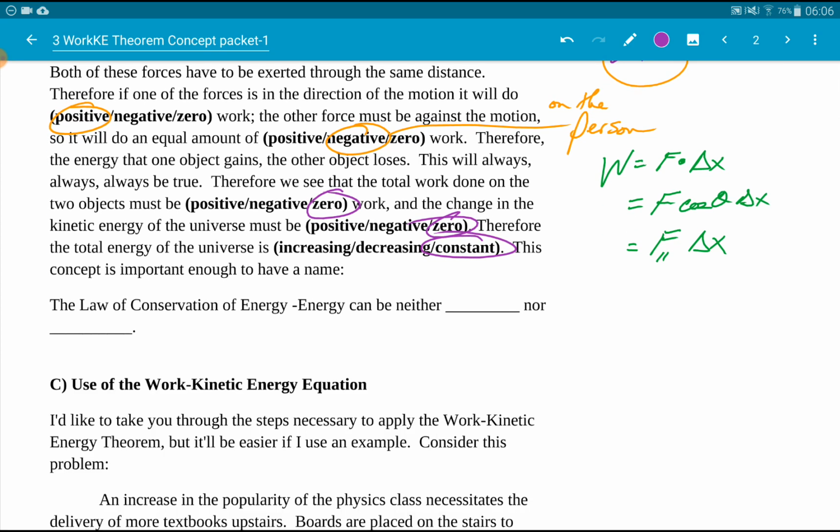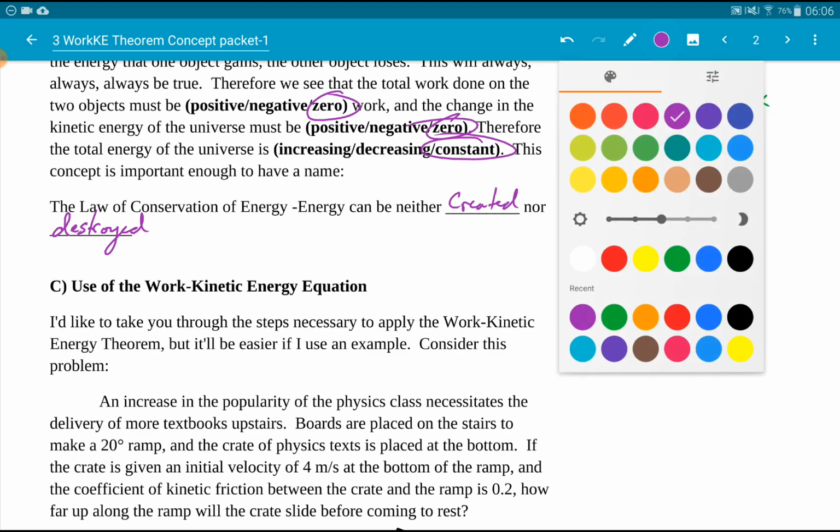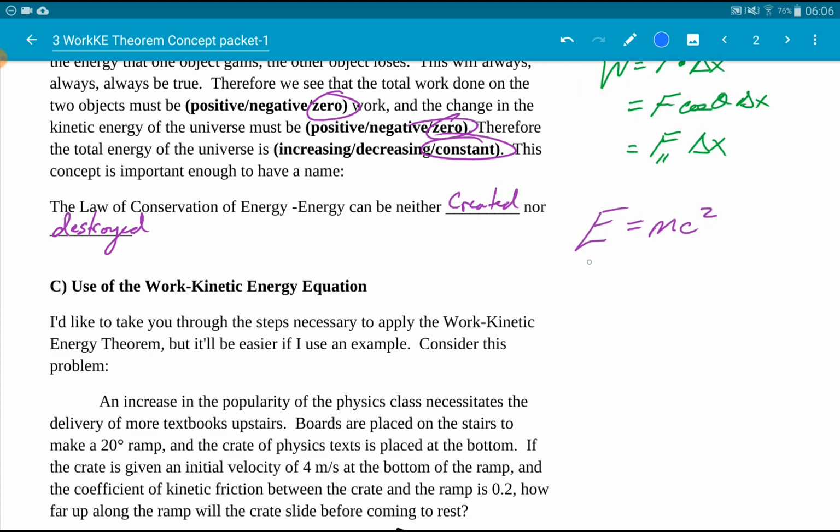And this concept is important enough to have a name. It's the law of the conservation of energy. Energy can neither be created nor destroyed. And I'm sure you've heard that before. Now, quick note, have you ever heard of the law of conservation of mass? Maybe you did in chemistry, and you go, well, those sound really similar. And there's a famous equation that you probably have heard of before, and it's this thing.